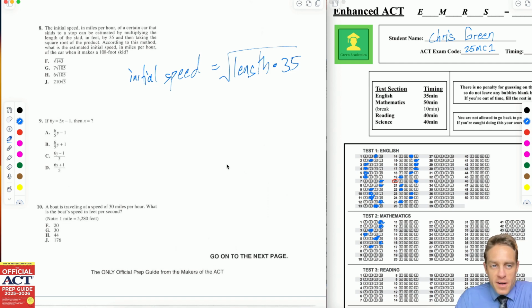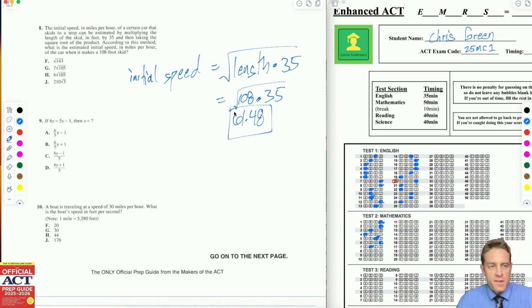According to this method, what is the estimated initial speed in miles per hour of the car when it makes a 108-foot skid? So I'm going to hit this on the calculator, right? It's simply 108 times 35, and the square root is 61. Oh, I see. You could have used radical reduction to get the answer, although you'd be better off, in the interest of time, just checking the answer choices one at a time. So 61.48, well, it's obviously not the first one. Is that 7 root 105? No. Is that 6 root 105? Yes.